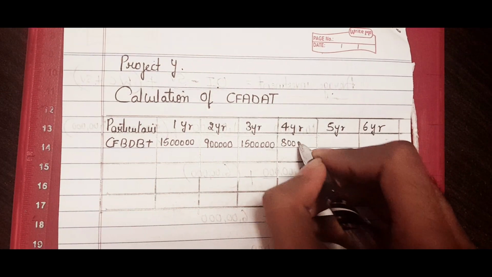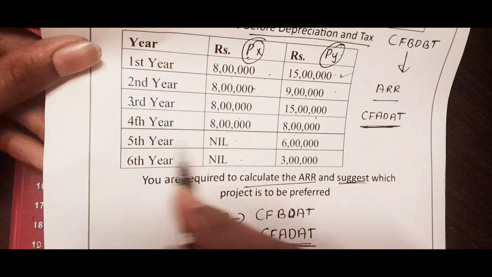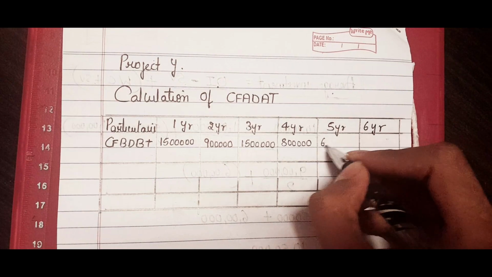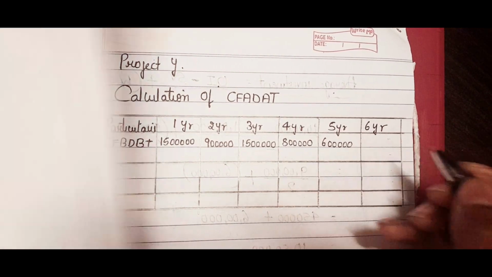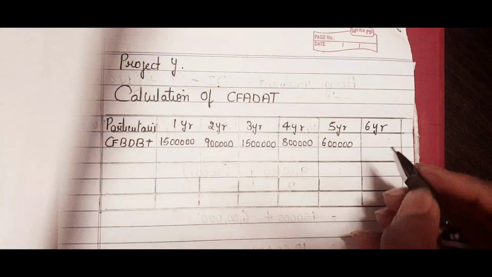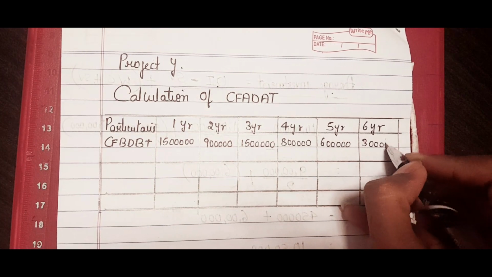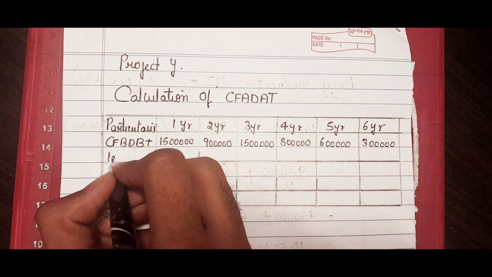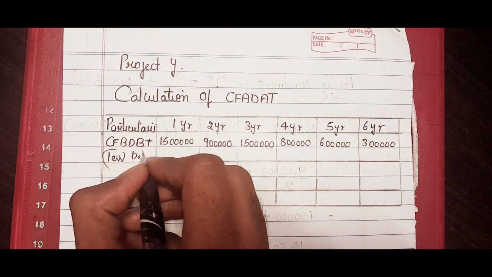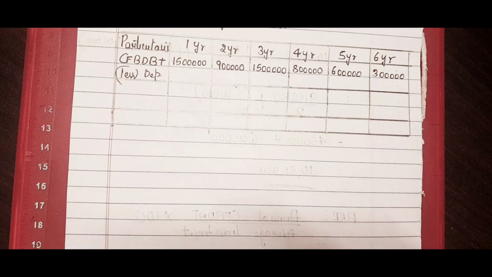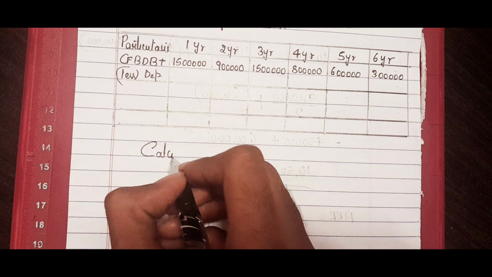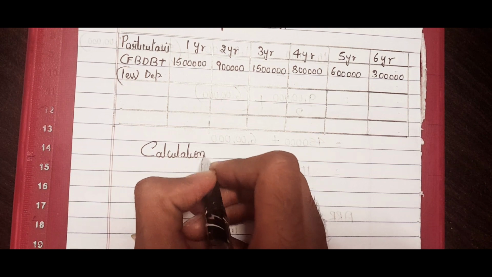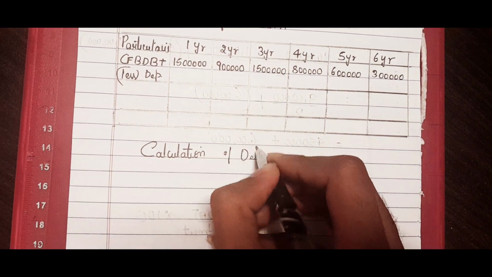Fourth year it is 8 lakh. Fifth year it is 6 lakh. Sixth year it is 3 lakhs. Now first we need to always deduct depreciation. Let us calculate depreciation.